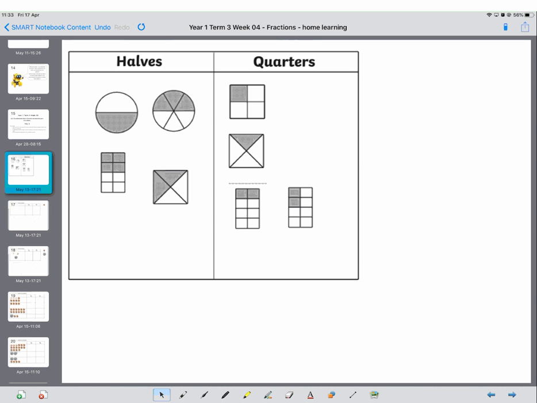Okay, now we're going to move on to applying halves and quarters to coins. And this is where you're going to need your play money or real money. So get together what you need, and then we'll get going, and I'll explain how we're going to do this.